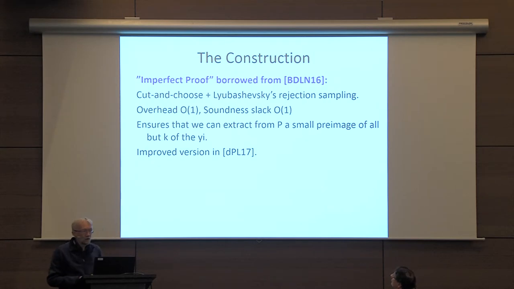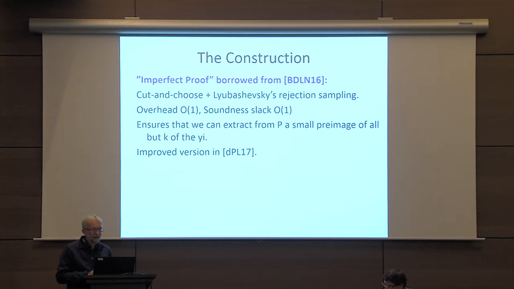Right, so first of all, we borrow an ingredient from previous work, something called imperfect proof, which is basically a very simple cut and choose style protocol plus rejection sampling. And this is, at first sight, very, very nice. We get constant overhead, constant soundness lag. What's not to like?